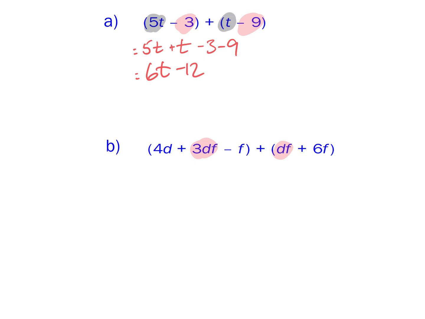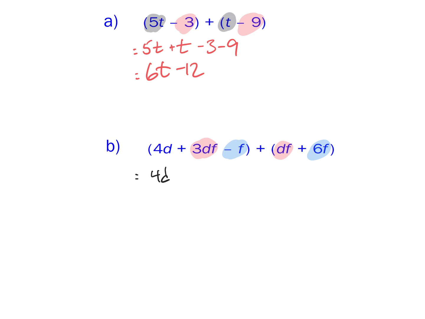And the last two terms that we haven't chatted about yet are negative F and 6F. Are those like terms? Yeah. You betcha. Negative F and 6F are like terms. So altogether, there's 5 terms between the two polynomials, and we have 2 pairs of like terms, and 1 term that's all by its lonesome. Okay? So our next step is grouping our like terms. So I'm just going to write the 4D by itself. It's along for the ride. Nothing's happening with that 4D.